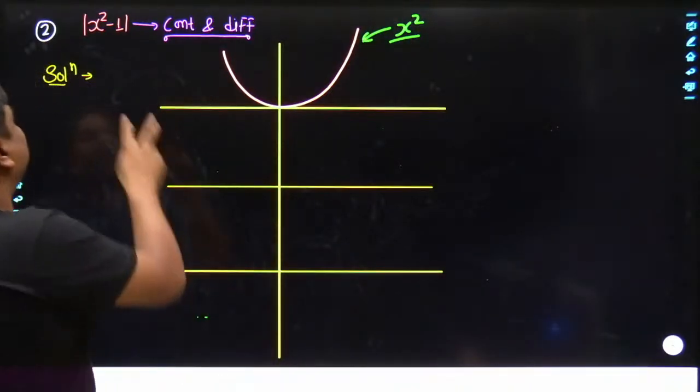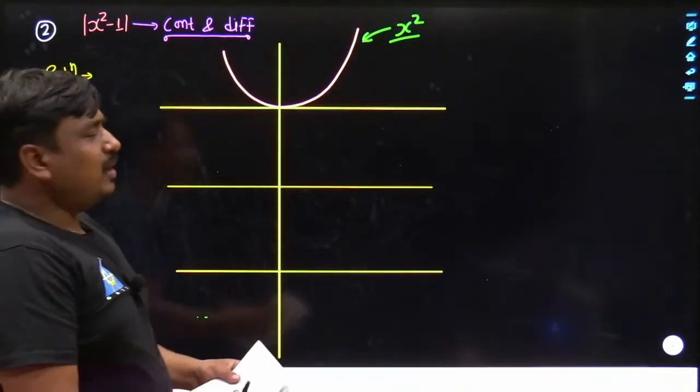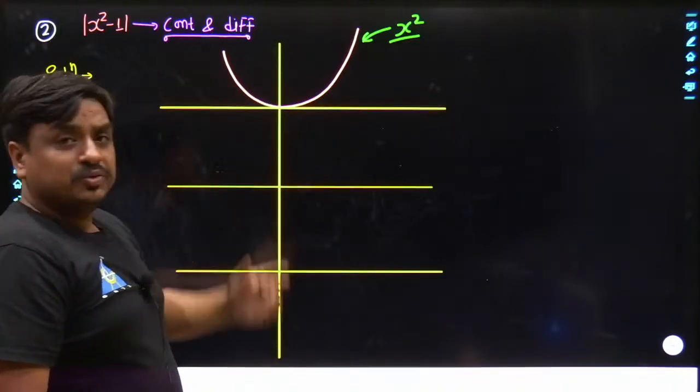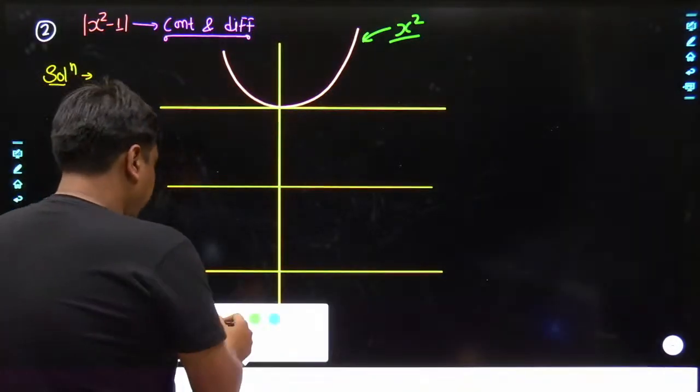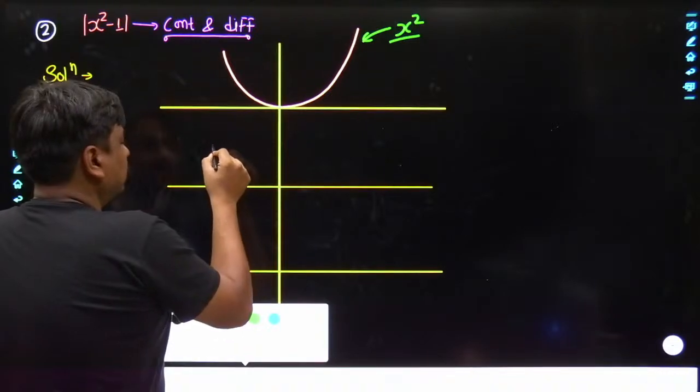Now let me focus over the x square minus 1. What would happen? The same upper facing parabola would be shifted by 1 unit downside. So how the curve would look like? The curve would look something like this.